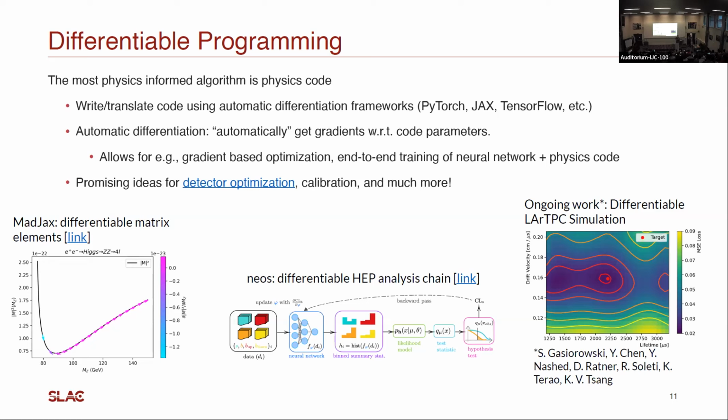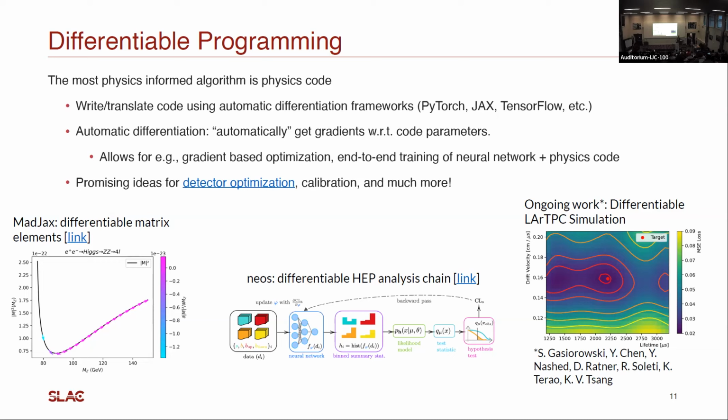But this opens up a lot of possibilities. We can do gradient-based optimization of parameters of our code, and we can also chain together physics code with neural networks and do training like that. So that's really nice. There are a lot of promising ideas here. I think there's some discussion later on detector optimization, which I linked to MODE there. Also calibration a lot more. So I have here a couple of examples.